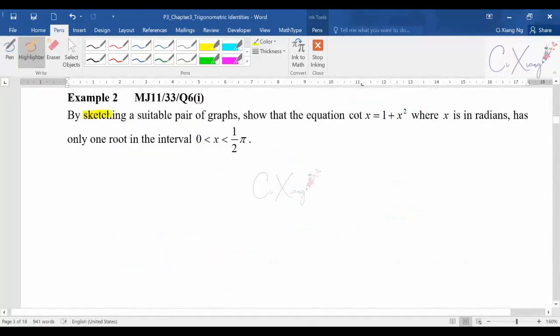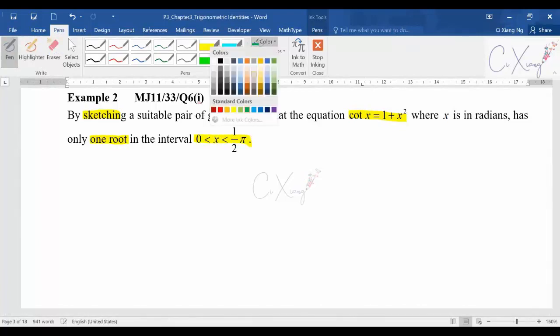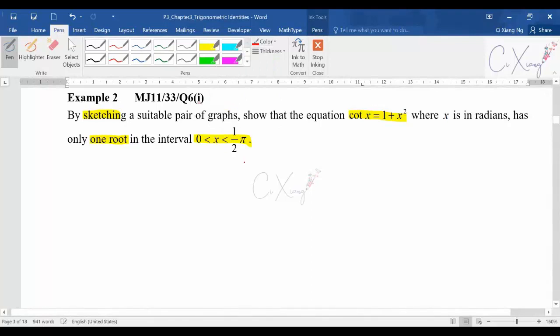Again, by sketching a suitable pair of graphs, they want you to show that this equation has only one root in the interval 0 to x to pi over 2. You should pause the video here and attempt this example, because it is very similar to the previous one. Pause it and try first before you look at my answer. For this example, I'm not going to discuss how we do it. I will just straight away show you the final answer. So you better pause it now and try.